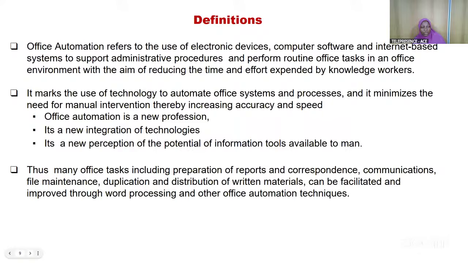Office automation refers to the use of electronic devices, computer software, and internet-based systems that support administrative procedures and perform basic office routines in an office environment, with the aim of reducing the time and effort expended by the workers. So in essence, we are talking about technology, automation, and performance mechanisms incorporated via the technology, thereby increasing accuracy, and also you are able to deliver on time.